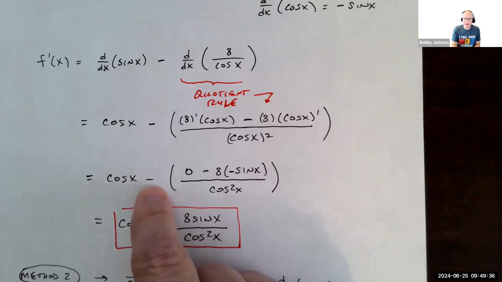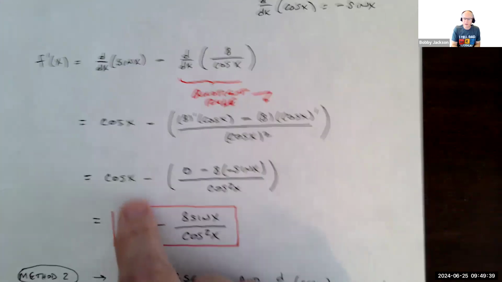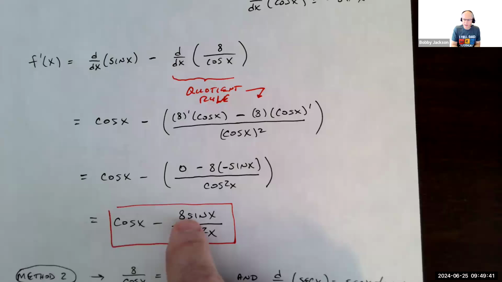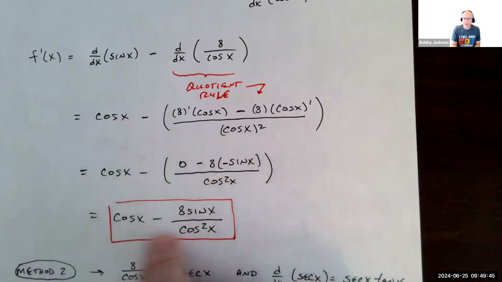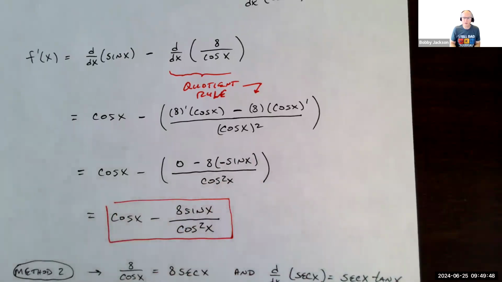Now this minus sign's out here, so don't forget it's actually going to be cosine of x minus 8 sine of x, and in the bottom, right, cosine of x squared, we just write as cosine squared x. So this could be some way to write the derivative using the quotient rule.